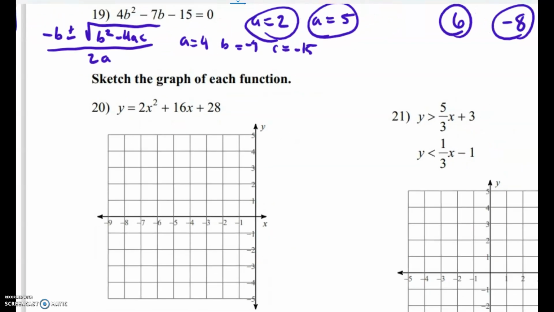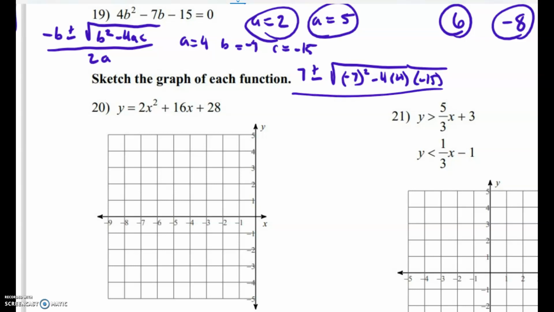So if I plug those in, I have negative b, which is a positive 17, plus or minus negative 17 squared minus 4 times 4, because that's my a term, and then times negative 15. And that's all over 2a, and a is 4. All right, so now if I simplify that, I should get the roots. Let me go ahead and simplify that.